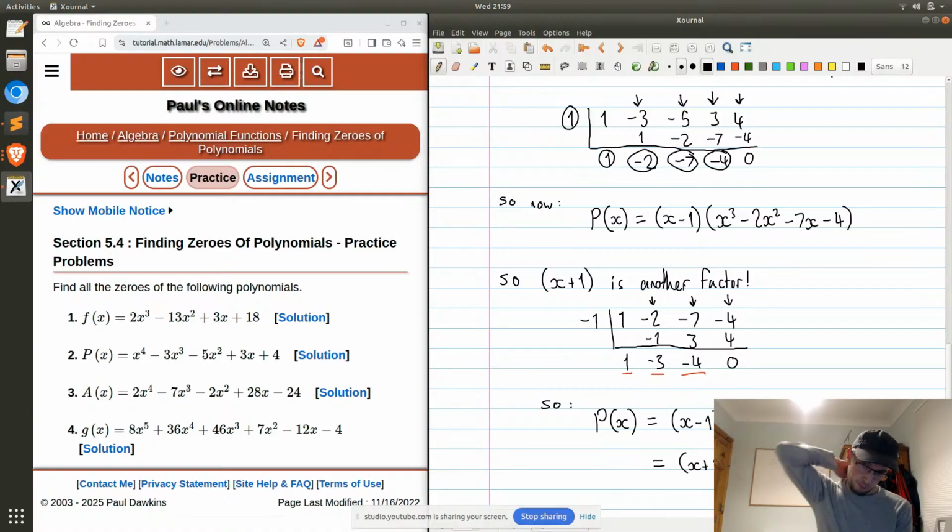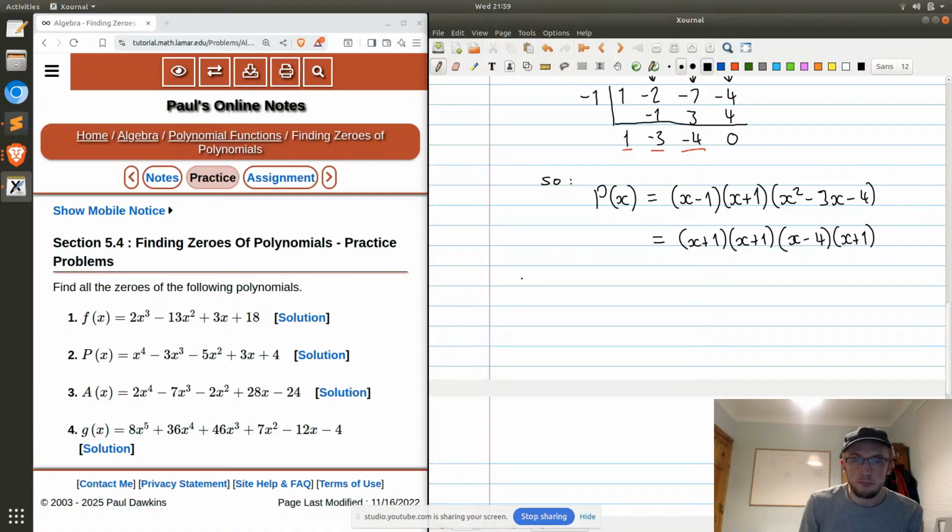Here's the answer. So, what does this mean? This means the zeros of p of x, if I just peel them straight off the factors right here. Wait, I didn't write that correctly. That should be a minus sign. Okay. The zeros are +1, -1, and 4.